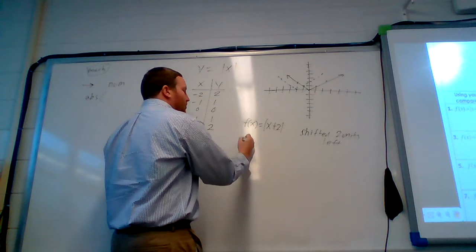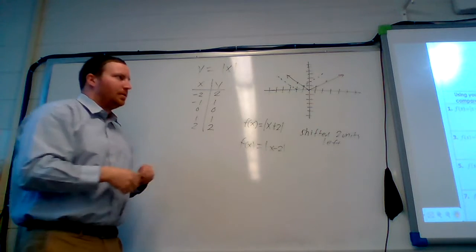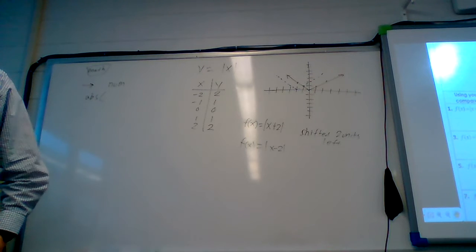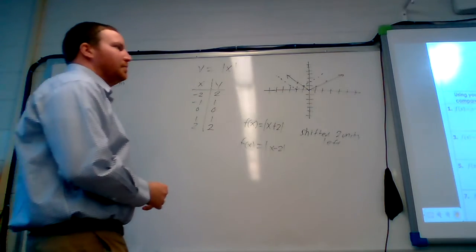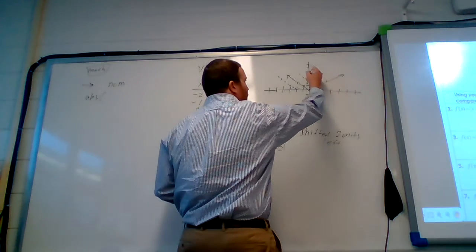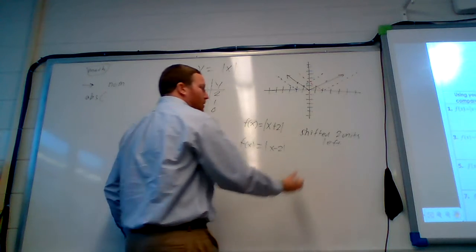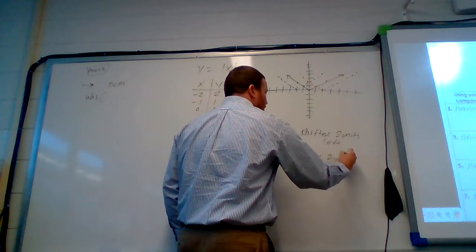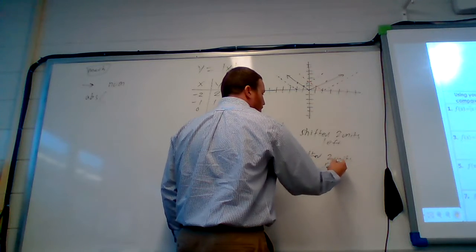What do you think is going to happen when we do f of x equals the absolute value of x minus 2, on the inside of our absolute value signs? We're going to shift to the right. Let's see if that's true. That is exactly right. So this time we shifted 2 units to the right.